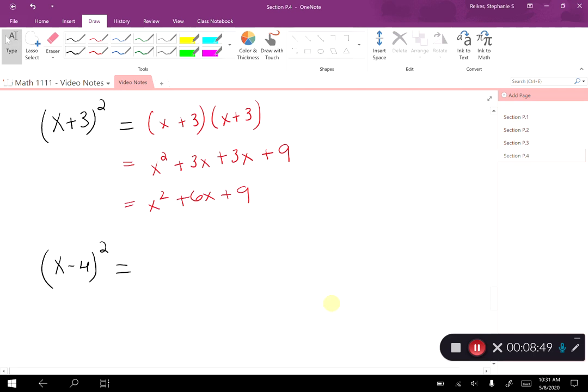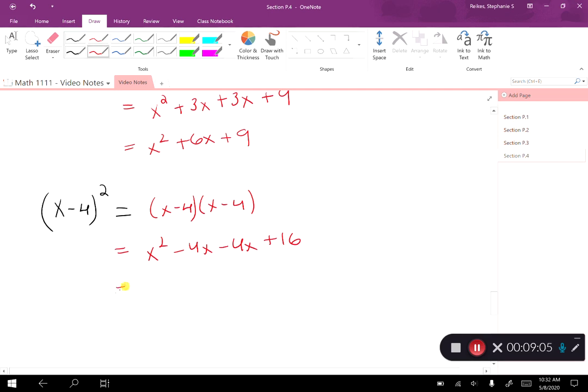Let's look at the difference, (x minus 4) squared. Again, I could use the other formula or write it twice and FOIL. That's going to be x squared minus 4x minus 4x plus 16. Gathering like terms, I have x squared minus 8x plus 16.